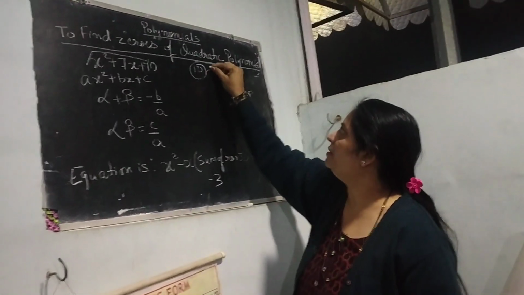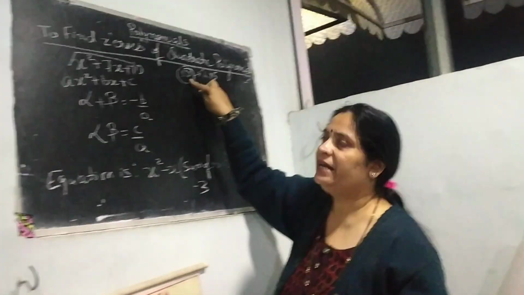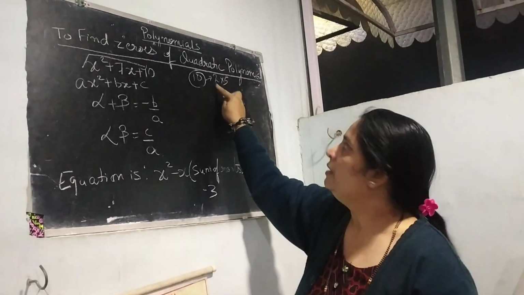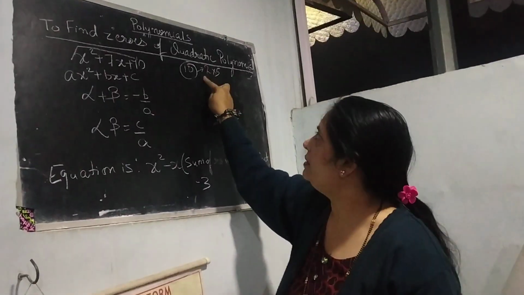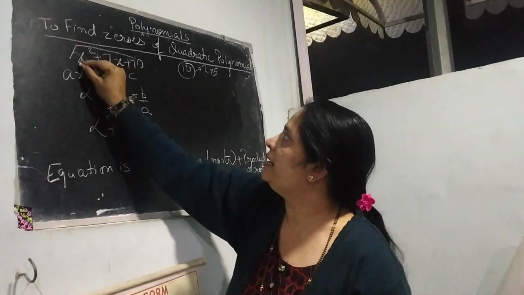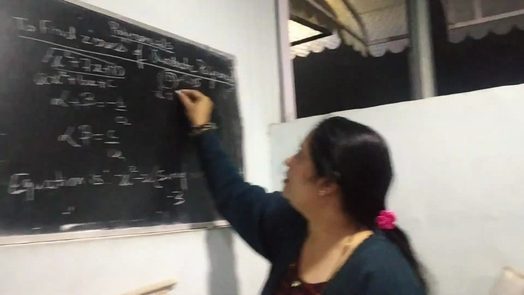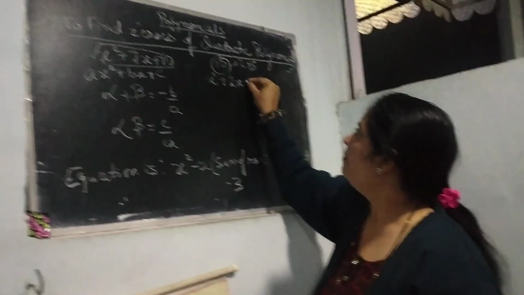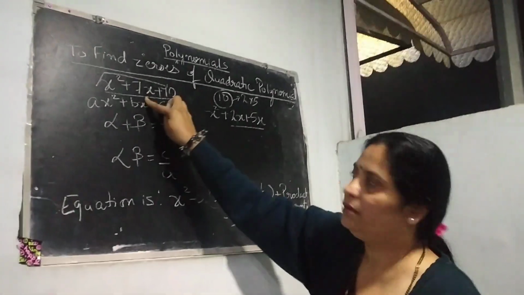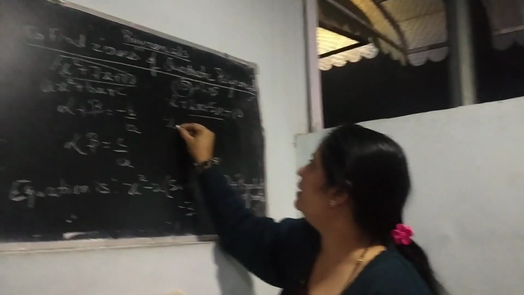10 can be written as 2 into 5. There are many other options. It can be 10 and 1, 2 and 5, 5 and 2. So the best is 2 into 5, since 2 plus 5 gives you this b. So I can write this polynomial now as x square plus 2x plus 5x. This is 2x plus 5x, 7x, right? Plus 10.